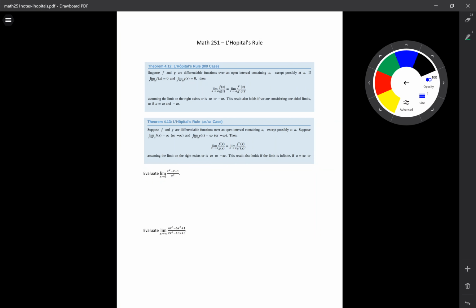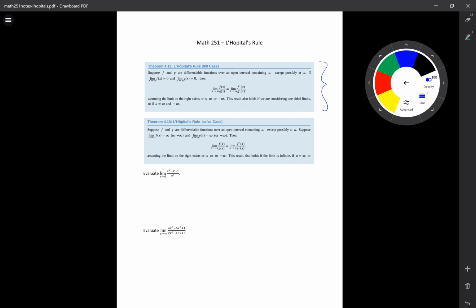In this video, we are going to be talking about L'Hopital's rule, which is a very special rule that we can use when we are taking limits of functions. We have two flavors of this rule that we will be talking about in this class. So let's look at the first one right here.